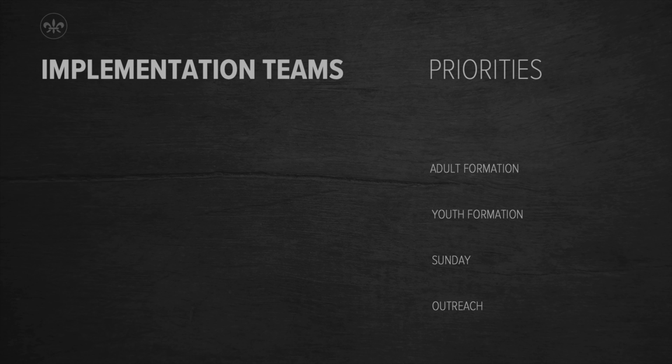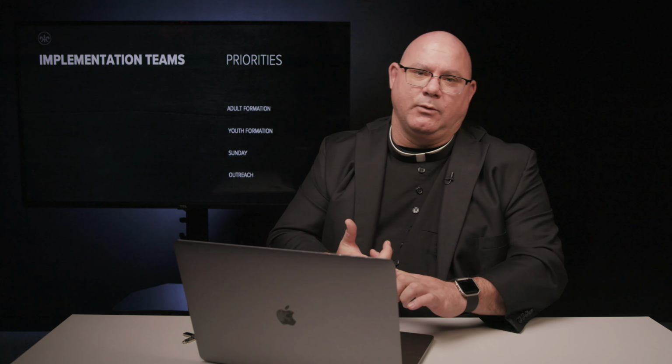You see behind me that there are 4 priorities in this particular example. Don't panic if you don't have those priorities in your parish or if you have different words connected to them. This is just for the sake of an example. Let's just say that a parish had as a priority adult formation, youth formation, Sunday, and outreach.